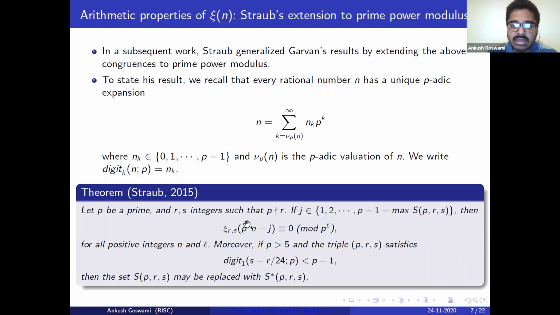are integers such that p does not divide r, and if j is any integer in between 1 and p minus 1 minus maximum of S_{p,r,s}, then these RS Fishburn numbers, which are denoted by xi_{r,s}, satisfy this congruence mod p to the power of L. And this holds true for all positive integers n and L.